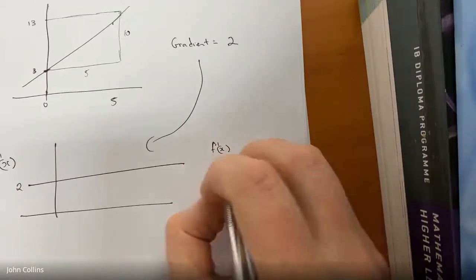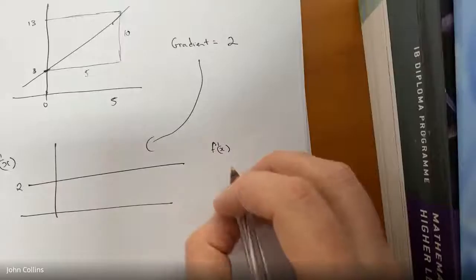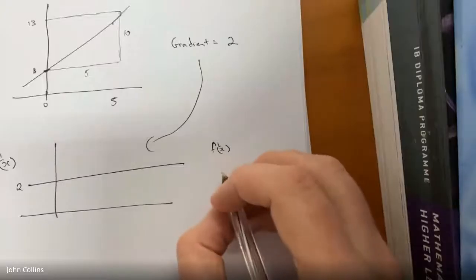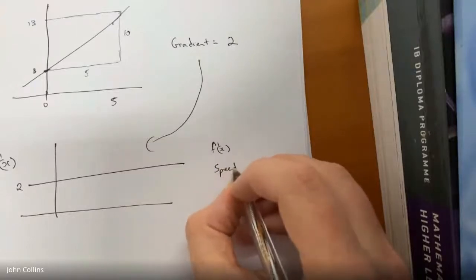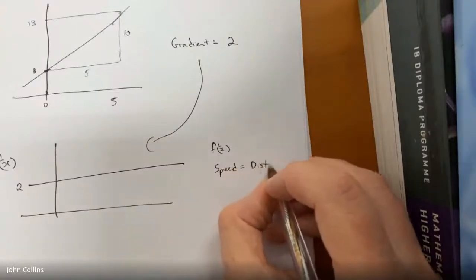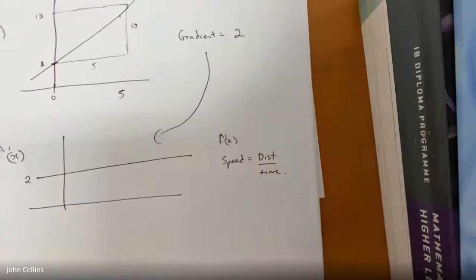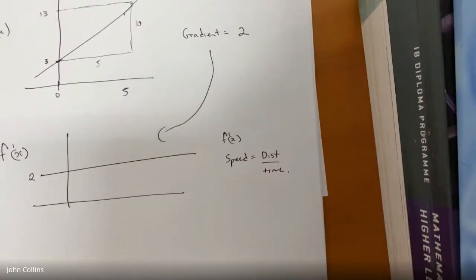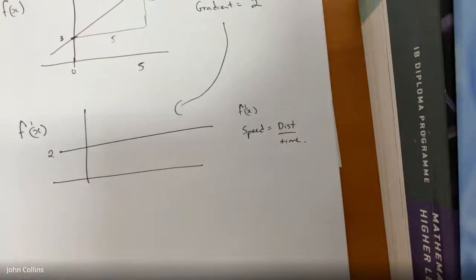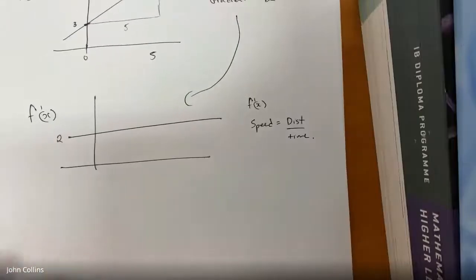So you two do physics, don't you? Yeah. Doesn't this refer to speed, if the initial one was distance? Speed is the distance over time, yeah? F dash x refers to speed, doesn't it usually? So we're doing kinematics now, sir. Oh, wonderful. So when you have distance and you derive it, it's the speed, isn't it? Okay.